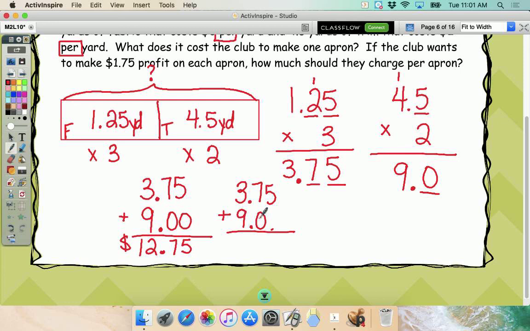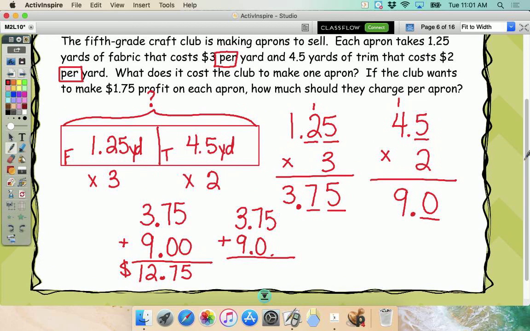Yeah. Okay. So now, this is the hardest part for kids to understand. So the whole apron costs $12.75, okay? That's how much it costs to make it. And if I'm going to sell it, if I sell it for $12.75, I'll make 0 money on it. And I will have spent all that time sewing it, okay? So I want to make some money when I sell it.